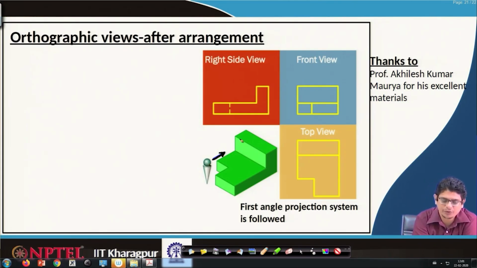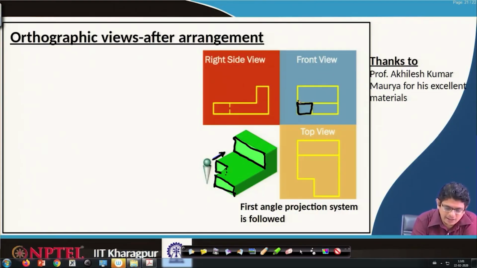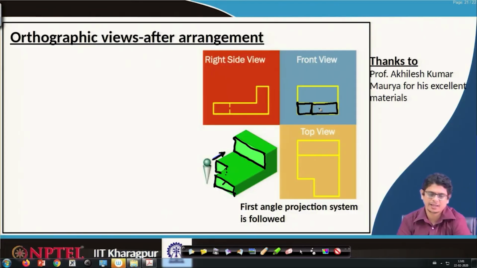If that is the case, what we are going to see is this one. So, this rectangle we will see, which goes like a line, and this line maps to this line. So, what we see is a small rectangle followed by a large rectangle at the front view location. Similarly, on top of that we are going to see this object.